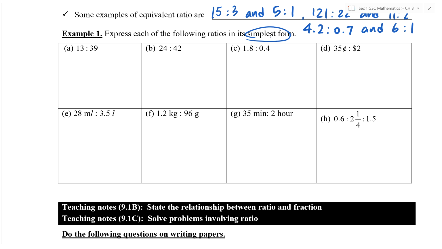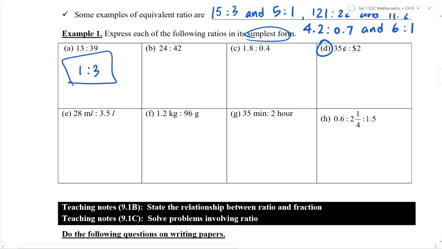So for example, 13 to 39 can be simplified by dividing both sides by 13 to arrive at 1 is to 3. These two are equivalent, but this is the simplest form. So carry on, try the rest of the questions, and I will just go through part D.